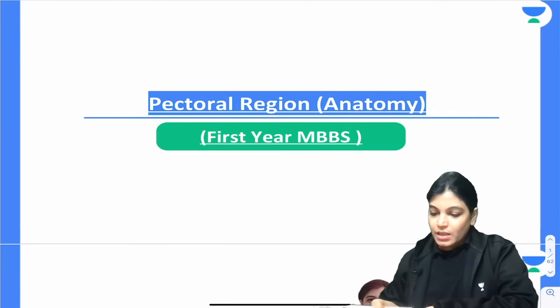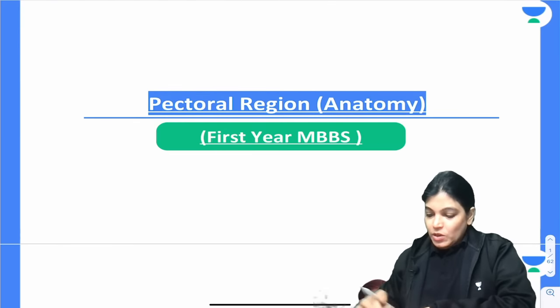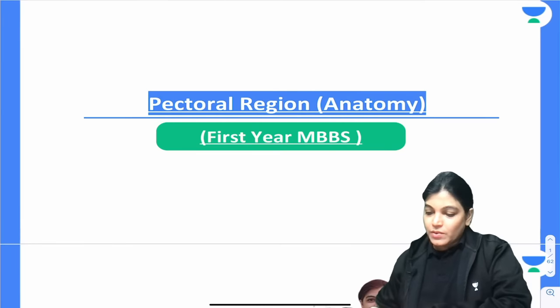This is the anatomy of the pectoral region. So I would like to cover up the important muscles in this region.